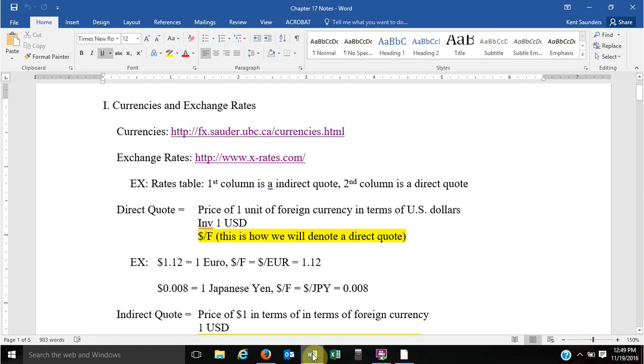Okay, welcome to Chapter 17, the final chapter of the semester. There are three big topics we'd like to discuss in terms of multinational financial management. The first big topic is currencies and exchange rates.